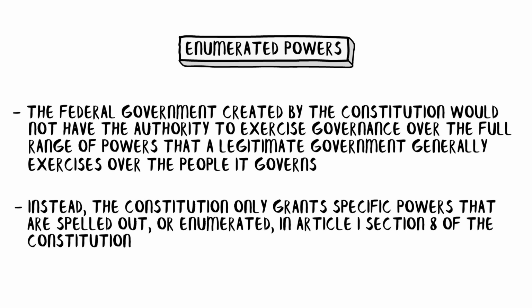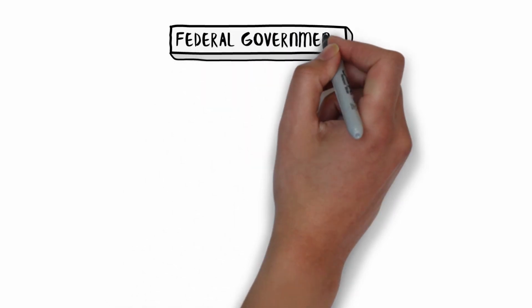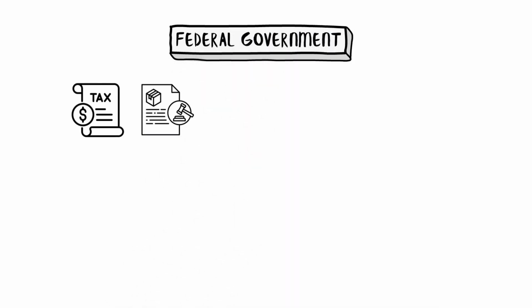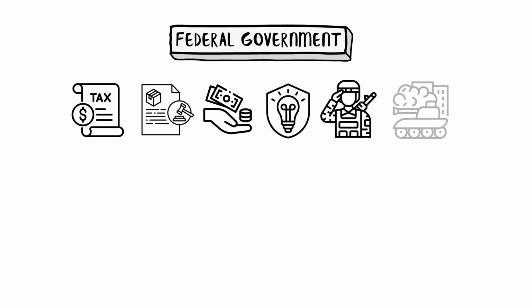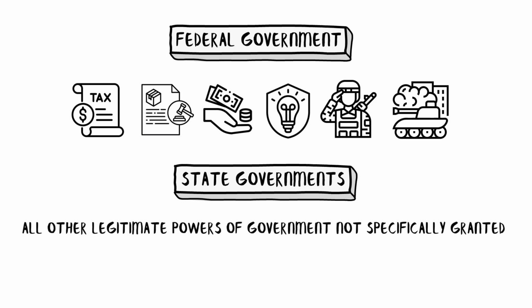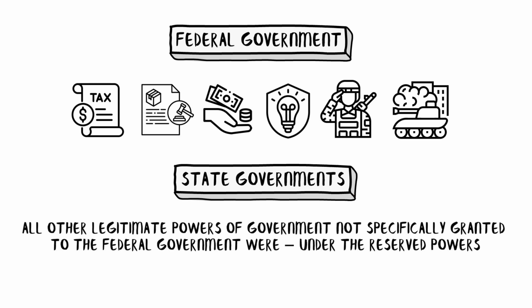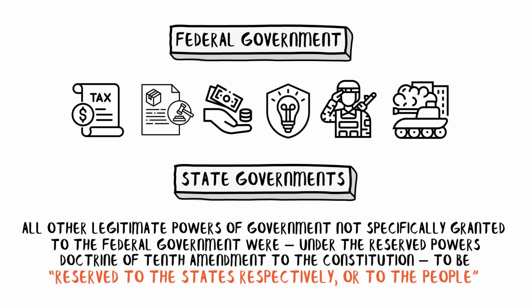Constitution. Article 1, Section 8 lists the powers delegated to the federal government, including the power to tax, regulate commerce, coin money, protect intellectual property, raise armies, and declare war, among others. However, only these specifically delegated powers were granted to the federal government. All other legitimate powers of government not specifically granted to the federal government were, under the reserved powers doctrine of the 10th Amendment to the Constitution, to be reserved to the states respectively or to the people.